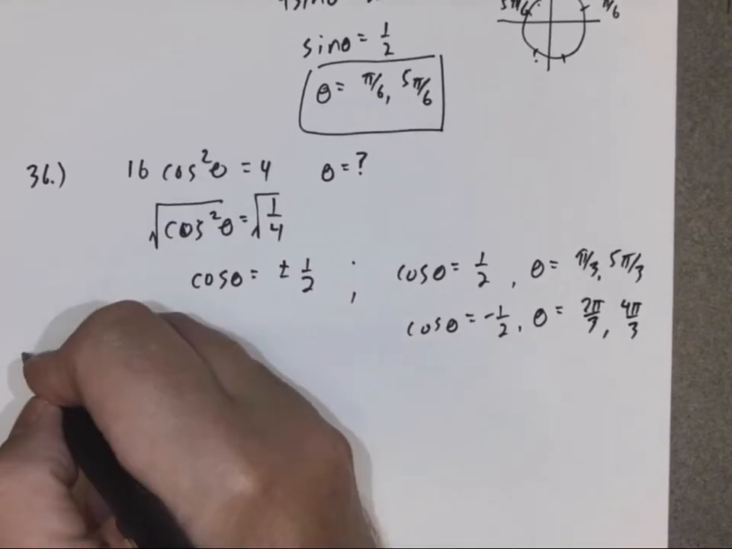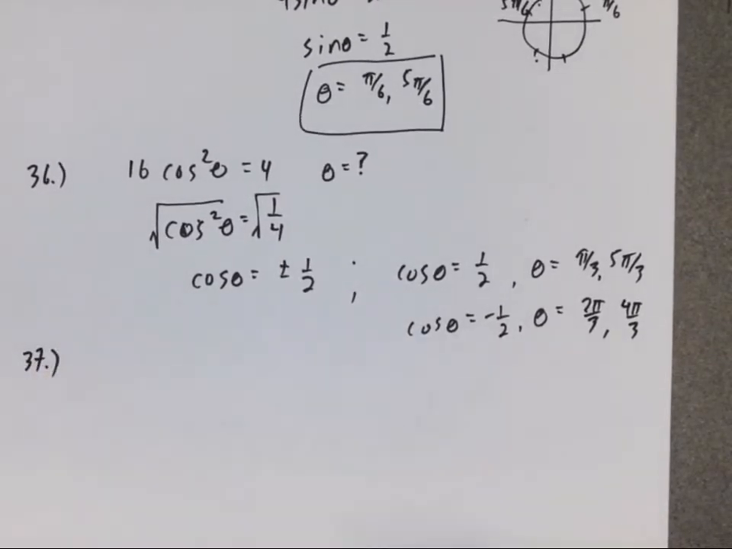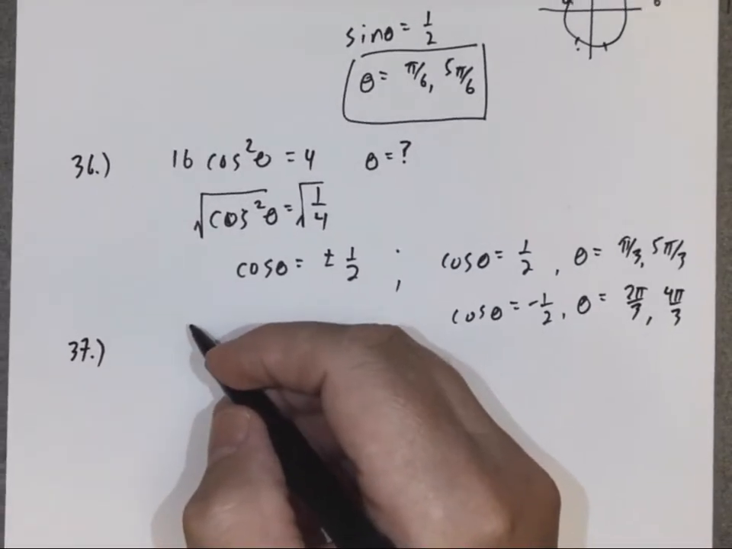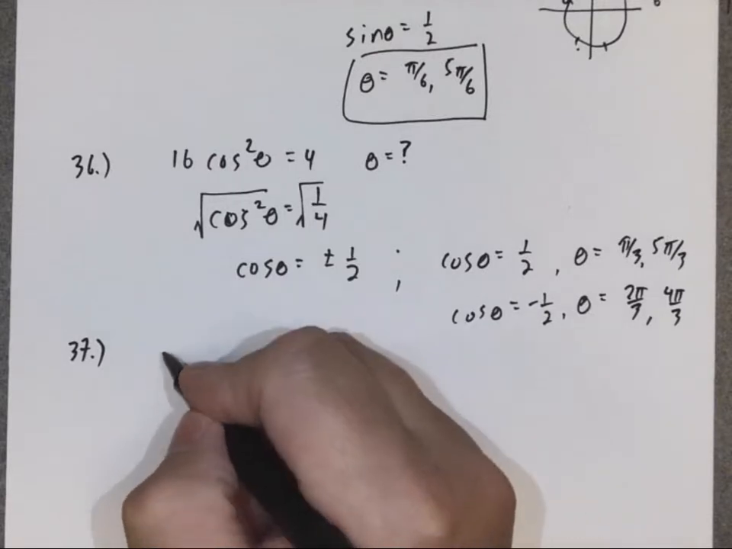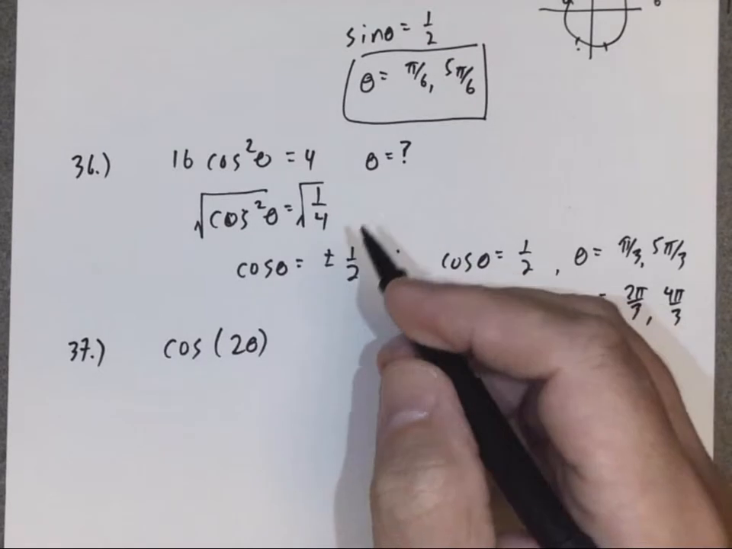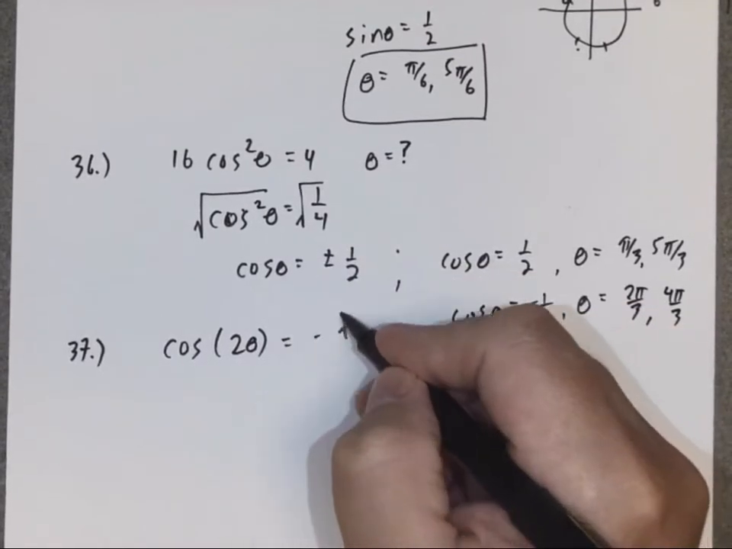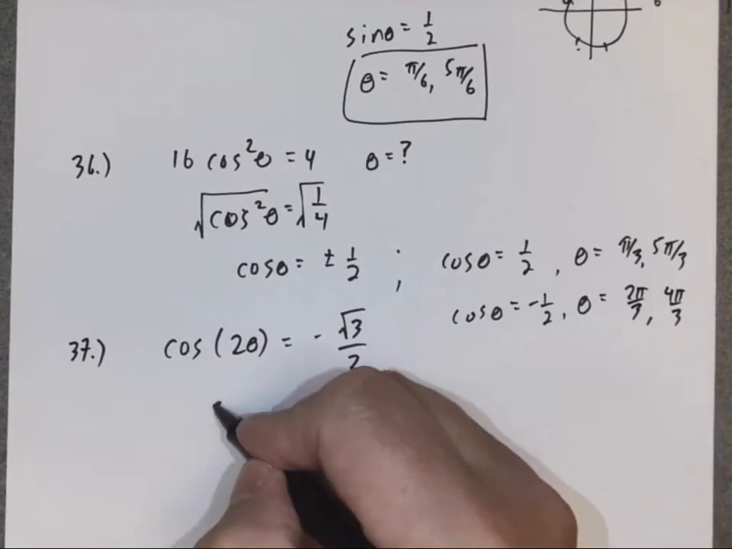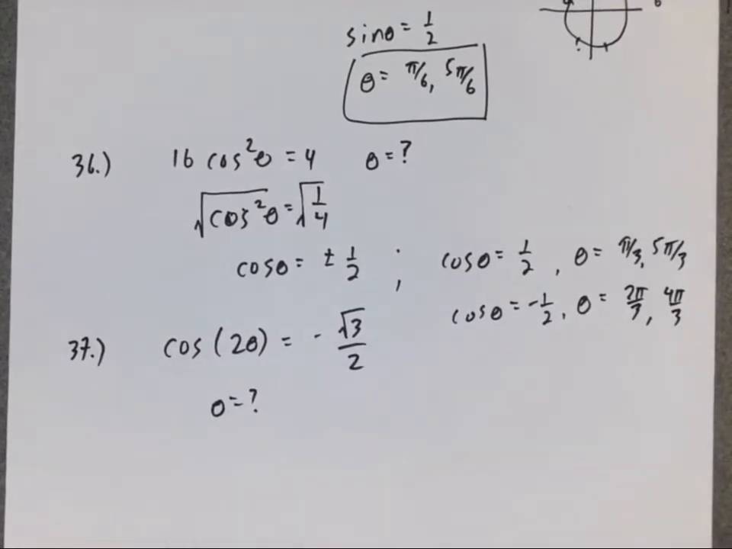Now 37 is a little trickier. It's another equation to solve. Let me write it down and let me talk about why we have to really go about it in a little bit of a different way. Cosine 2 theta equals negative square root of 3 over 2. And of course, we're trying to solve for theta. So this is the third problem where I'm trying to solve an equation with the trig function.